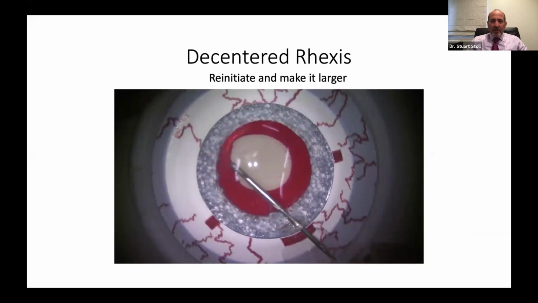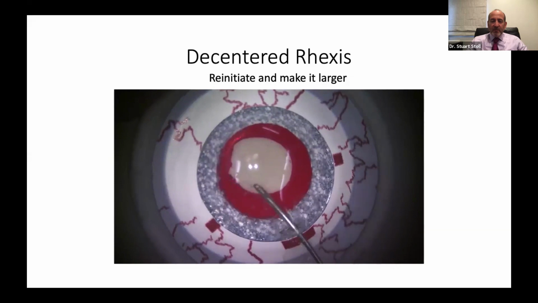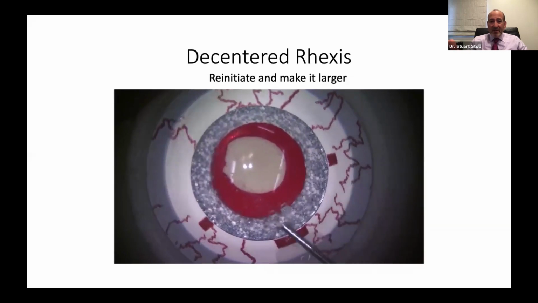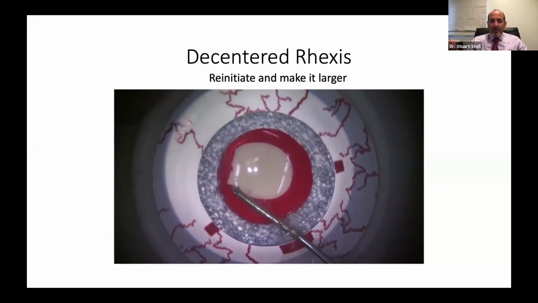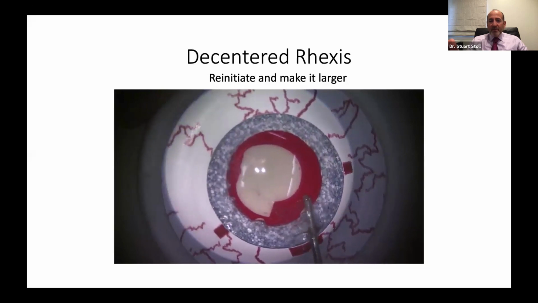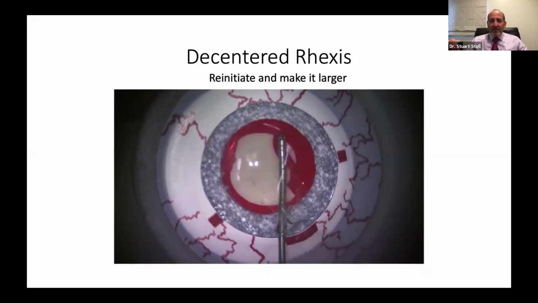Only a couple more here. Let's say we've got a decentered rhexis. Well, now you can reinitiate just with your cystotome if you want. Get that flap flipped over. It's a good rhexis. It's a little bit small, but it's decentered. Let's fix it. Reinitiate, grab carefully with precision, bring those tips around, keep the tips out where you want them. I'm exaggerating this. This might be bigger than we would normally want, but this is practice, okay?